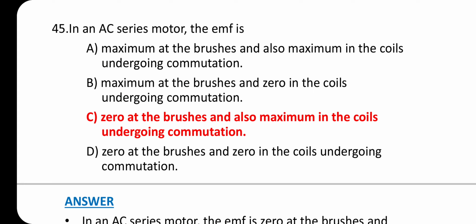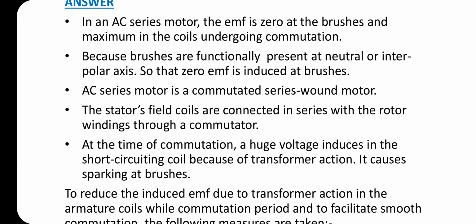Question number 45. In an AC series motor, the EMF is: answer is option C, 0 at the brushes and maximum in the coils undergoing commutation. Because brushes are functionally present at the neutral or interpolar axis, zero EMF is induced at the brushes. An AC series motor is a commutated series wound motor. The stator's field coils are connected in series with the rotor windings through a commutator.